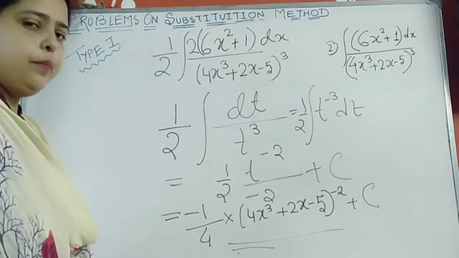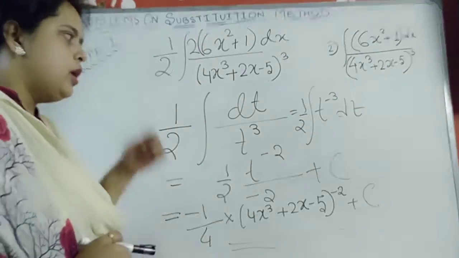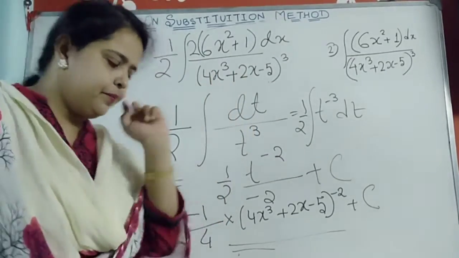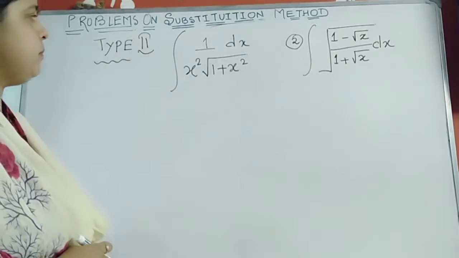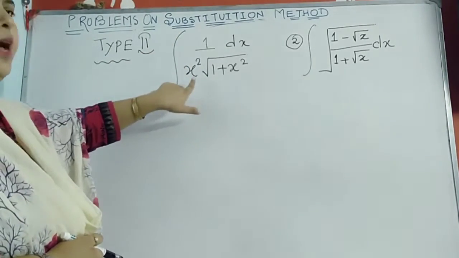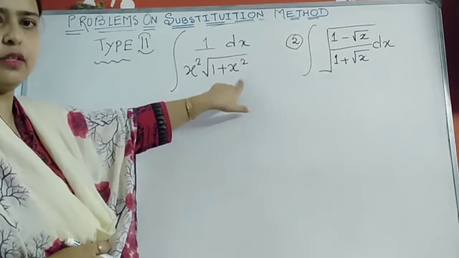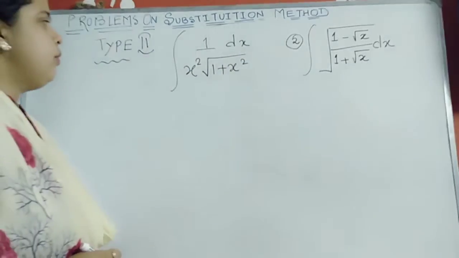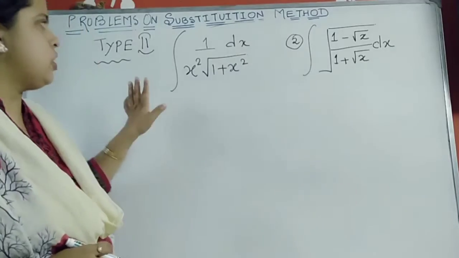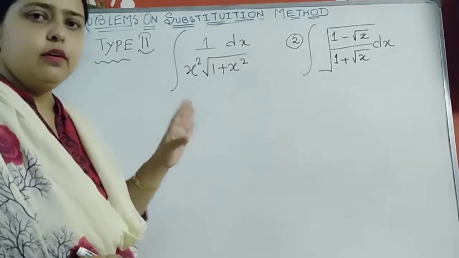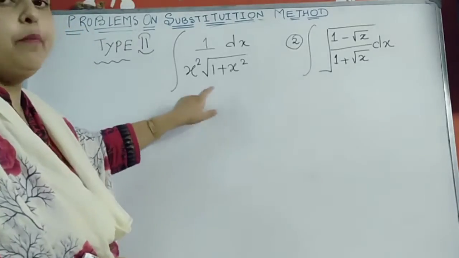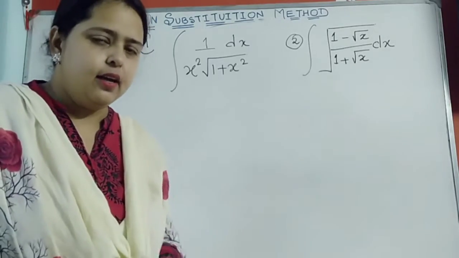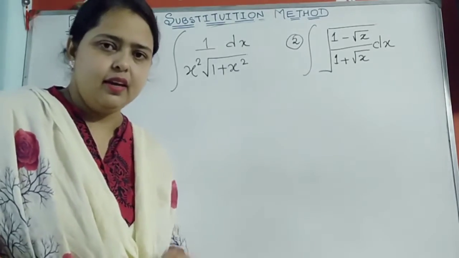So I hope such type 1 problems you will be able to do. Now, let's move to type 2 problems. This is the problem: 1 by x square into root over 1 plus x square, again dx. Now, what I want to tell you is that a very shortcut method can be used for solving this problem. This particular problem will be only 1 or 2 marks. So definitely a simple trick can help me out. Let's see that.